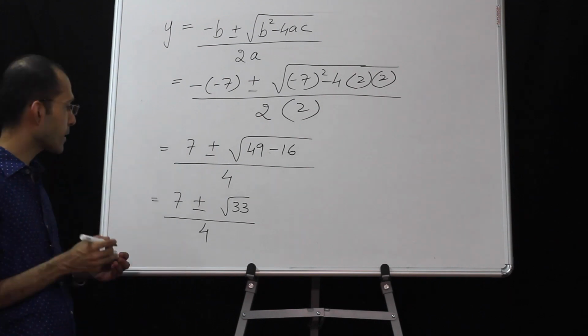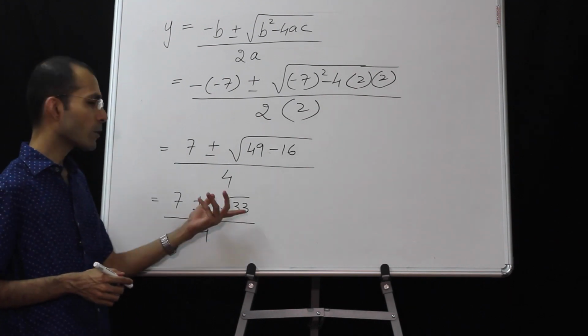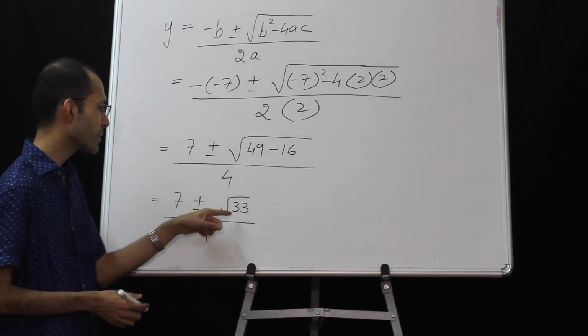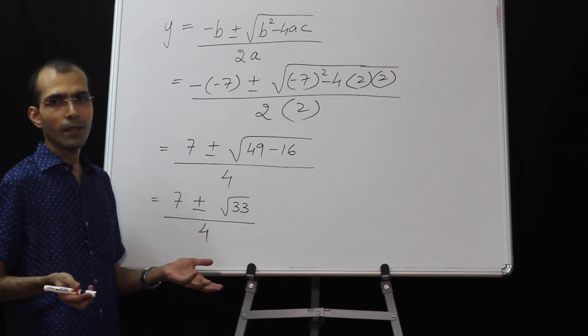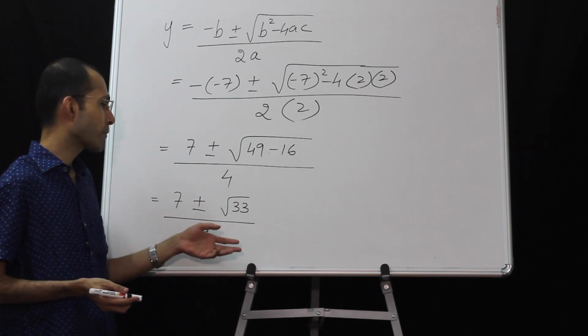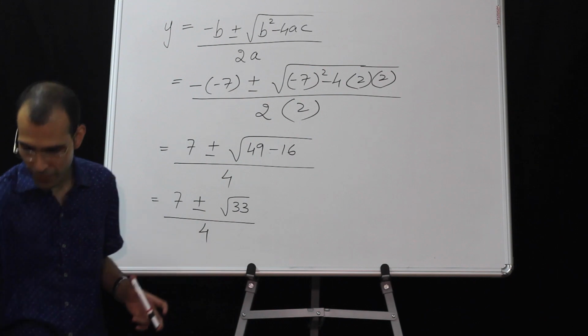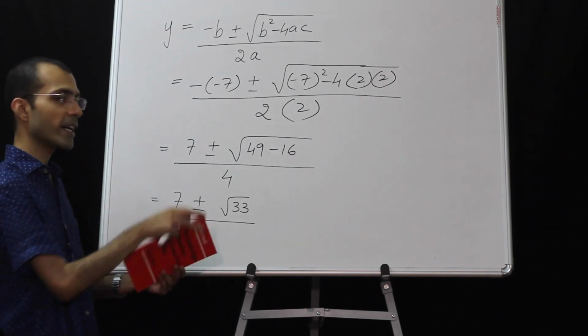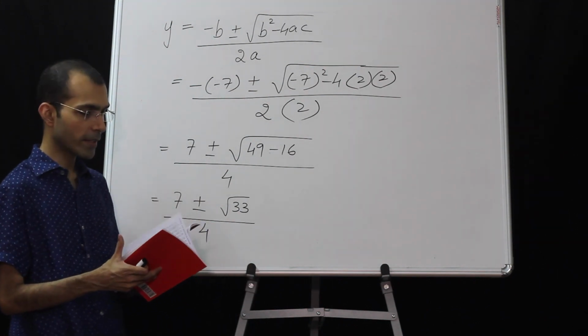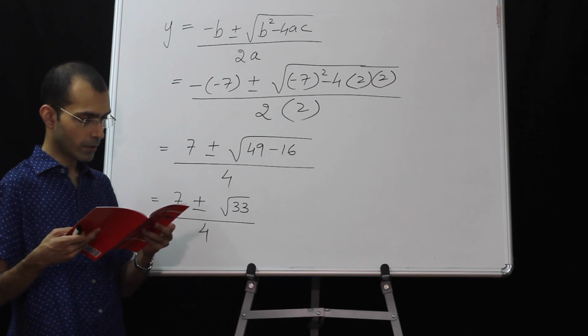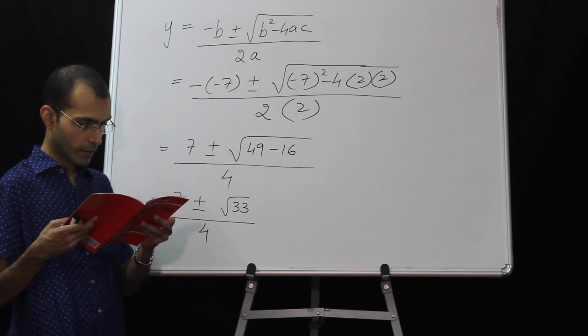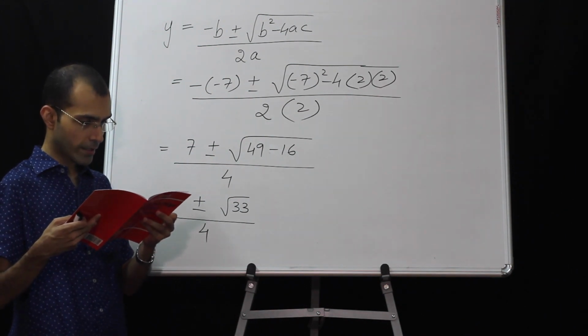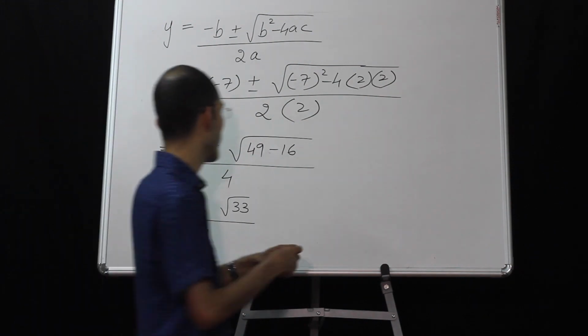From here onwards now you can take it. Square root of 33, this we can't split. We can write 3 into 11, but no use because 3 is not a perfect square, 11 is not a perfect square. So we will have to directly find square root of 33 from the tables. Here it is. It is 5.745.